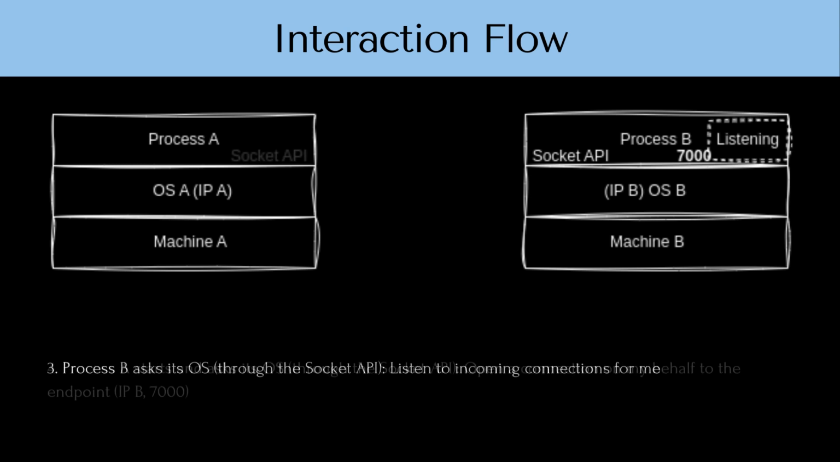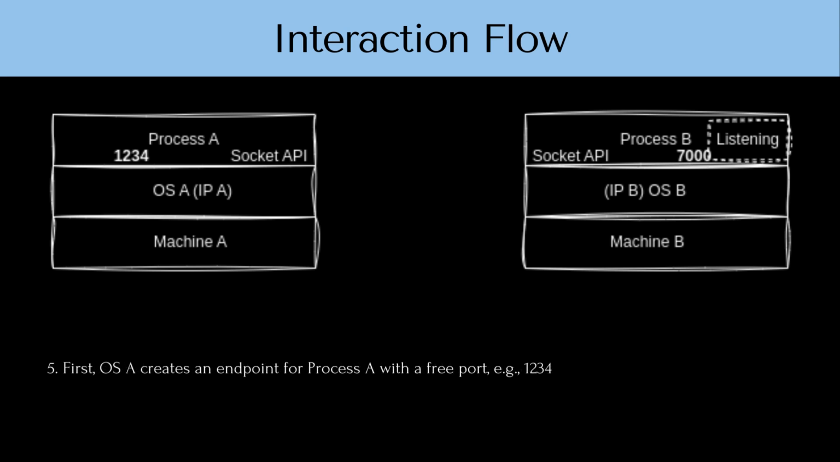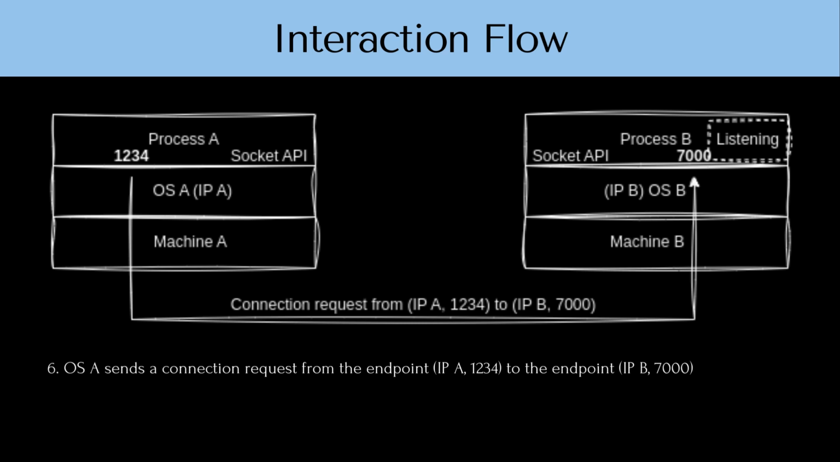On the other side, process A starts and asks its operating system, open a connection on my behalf to the endpoint IP B, port 7000. First, OS A creates an endpoint for process A with a free port, for example 1234. Then, it sends a connection request from the endpoint IP A, port 1234, to the endpoint IP B, port 7000.